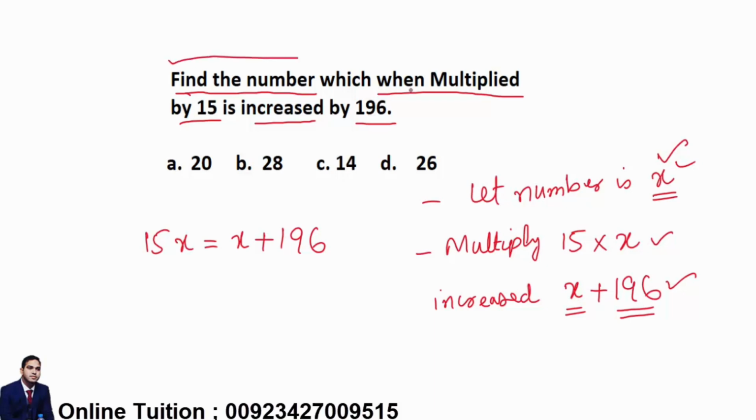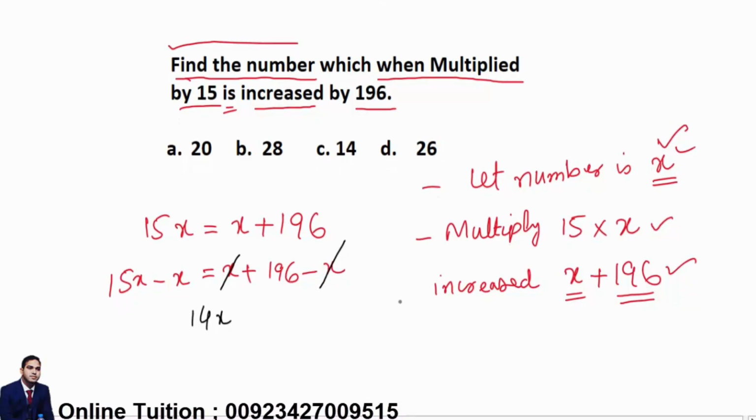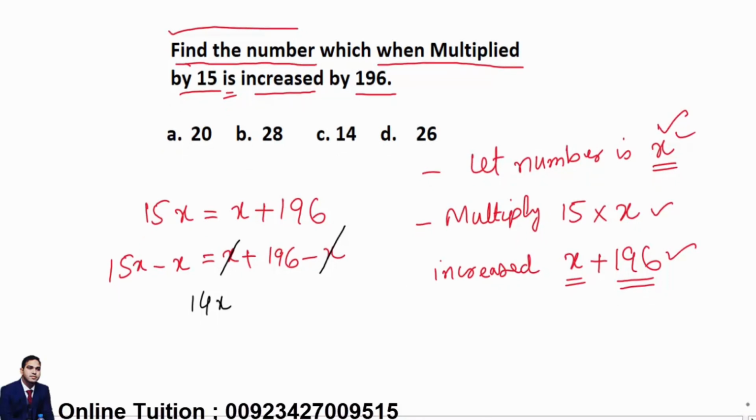Again I am reading this question: find the number which when multiplied by 15 is increased by 196. Is increased by means x plus 196. So now subtracting x on both sides, the x cancels, and this is 14x equals 196. When you form the equation, the question becomes very simple.